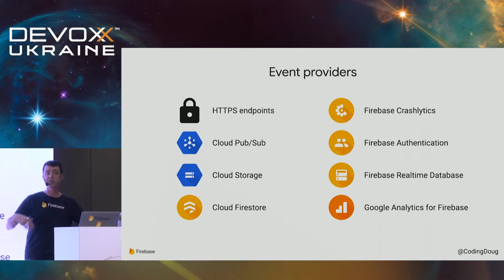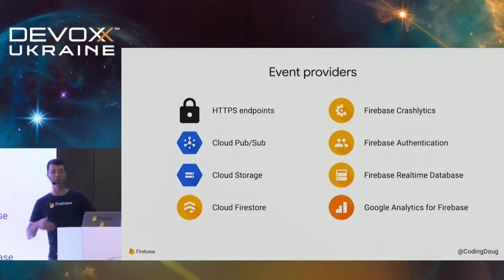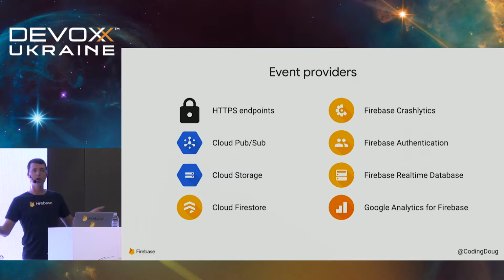With Firebase Crashlytics, if there's a crash in your app, you can know about that. You can run some function to maybe call your pager or maybe create an issue in Jira.